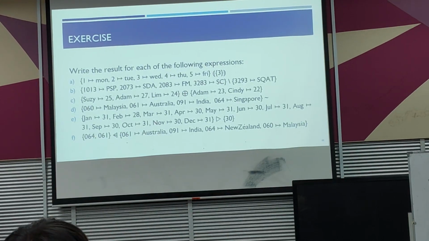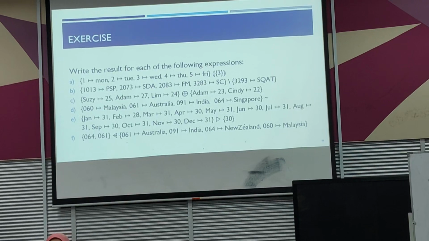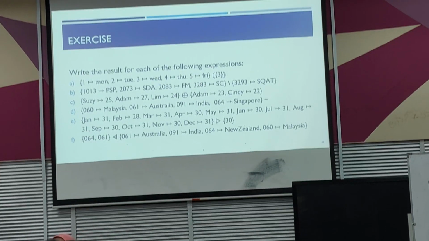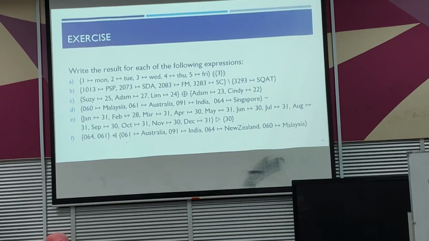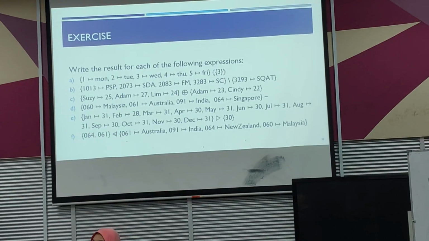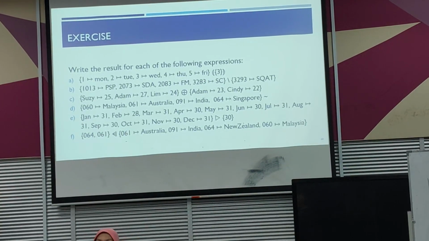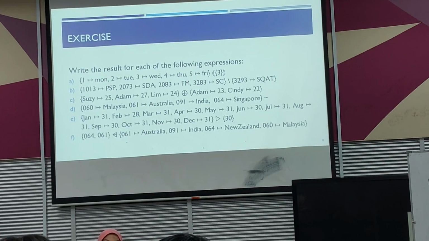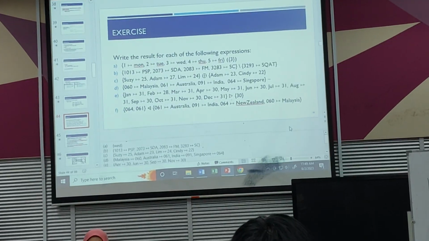Can you get it? I will write the answer here. So assume you can take notes on this. Anybody who has problem getting the result of the answer just now? All okay. Actually, I have the answer here.